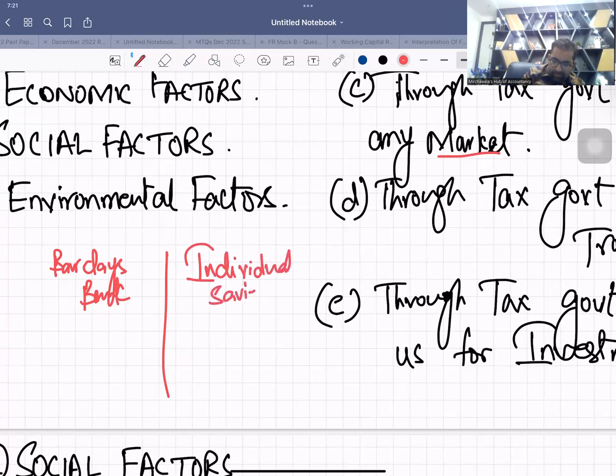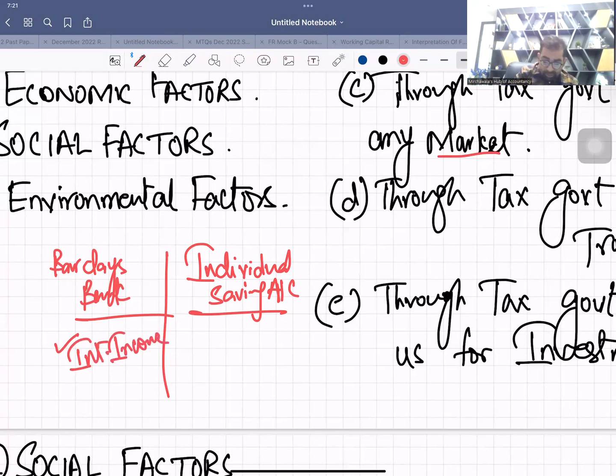Listen, students. Okay, this is also in UK. If you invest your funds in Barclays, you will get interest income. But yes, on this interest income, let us say you have to pay 40 or 20% tax. If you invest your funds in any private bank, yes, you will get interest income, and on that interest income, you have to pay 20% or 40% tax, right?